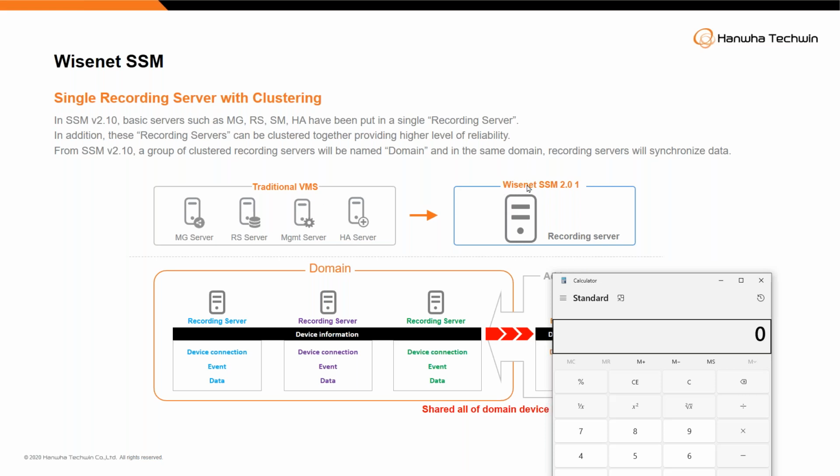We use this where the recording server, management server, media gateway server, all of this, high availability service, monitoring service, everything is merged into a single device. So today, if you want to buy a VMS, you don't have to invest in multiple servers. You can just buy one and have all the applications running inside.